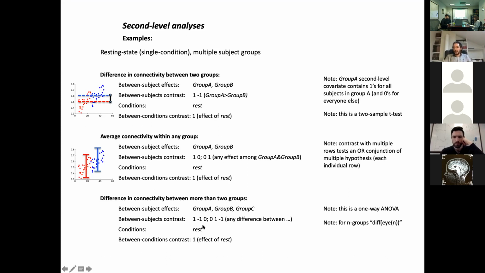Okay. Do you want to make a guess how you would do it for four groups? Basically, if I want to test whether there is any difference between four groups, how would you go about doing that?